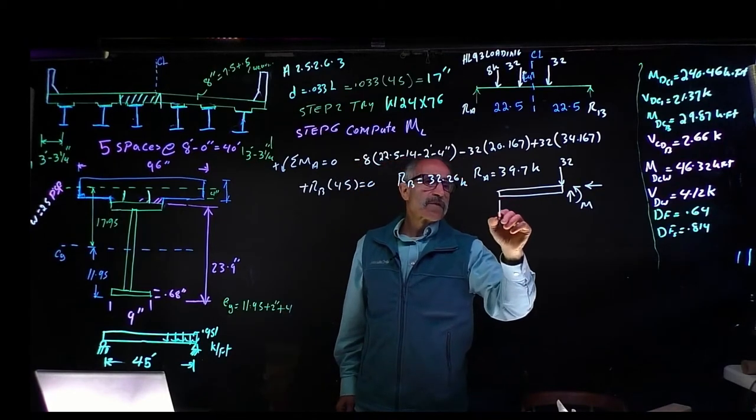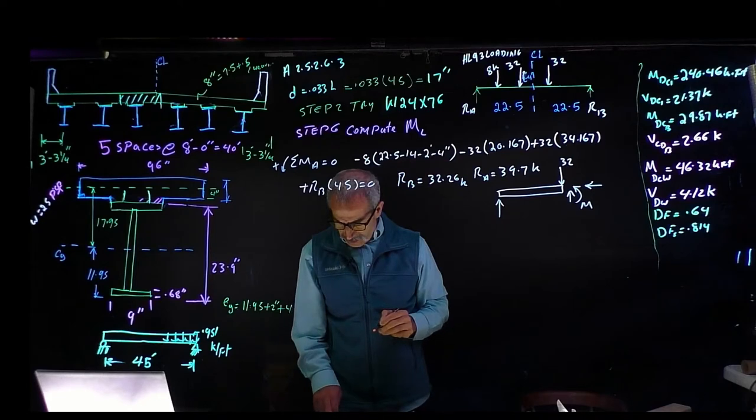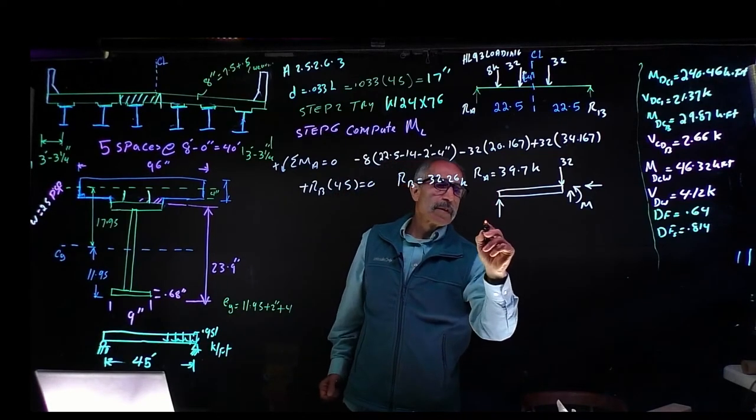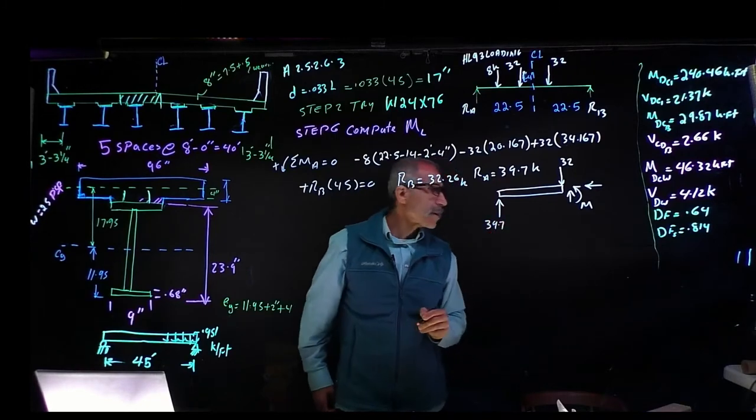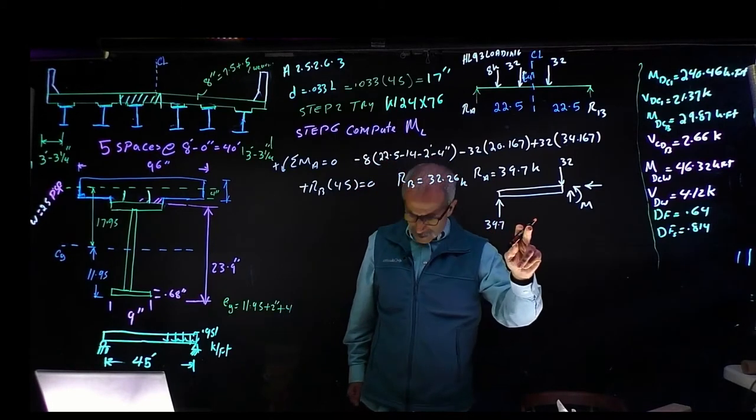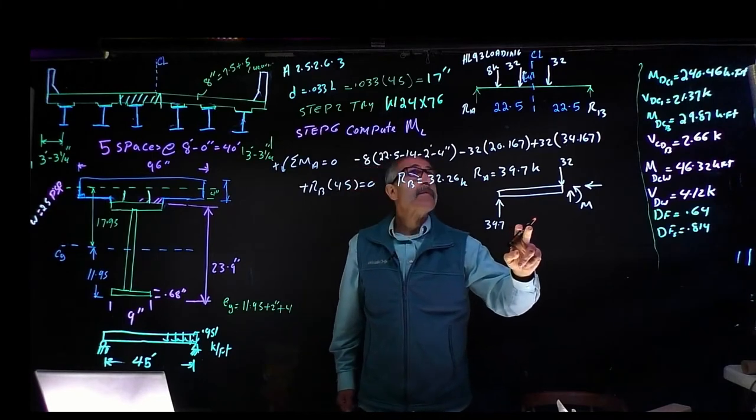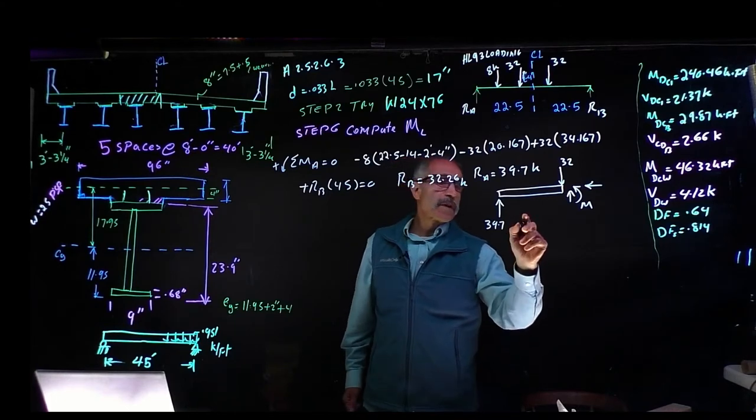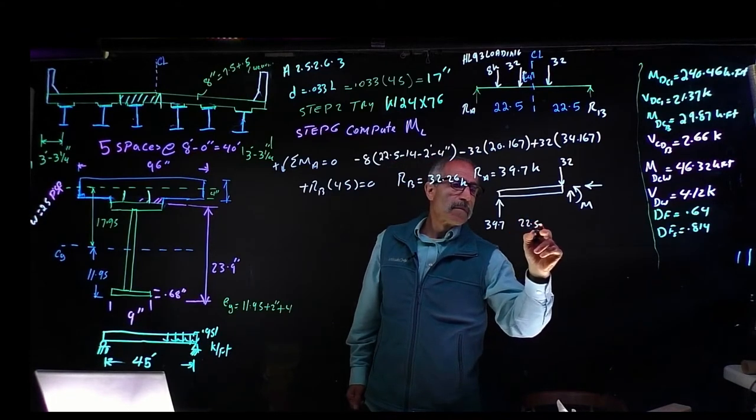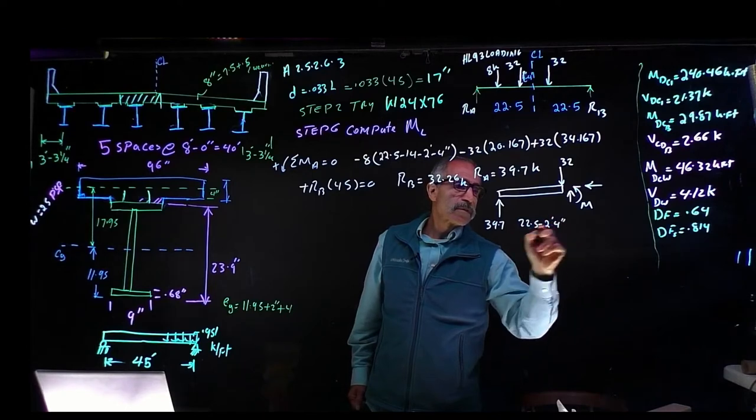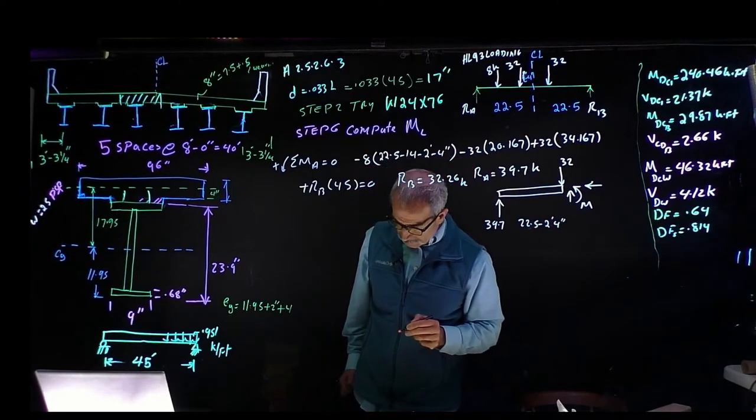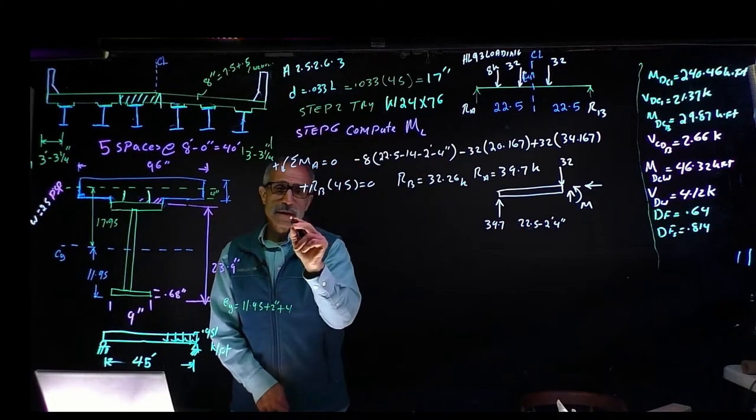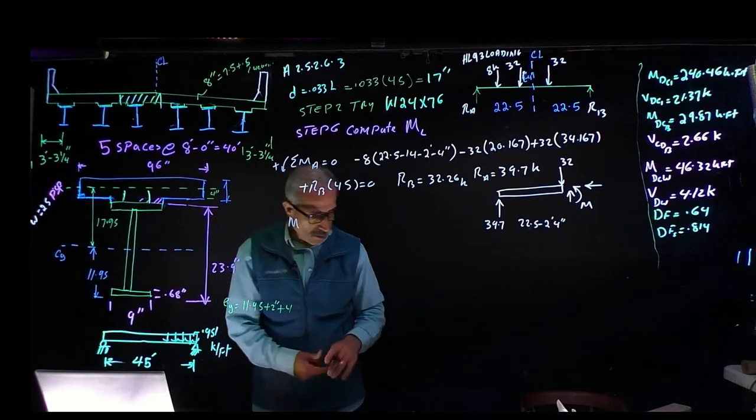And we have a reaction force RA here, and RA came out to 39.7, and this distance is going to be 22.5 minus 2 feet 4 inches. And let's find out our maximum moment. So let's say that M over there. M is equal, I'm just taking a moment about that point.